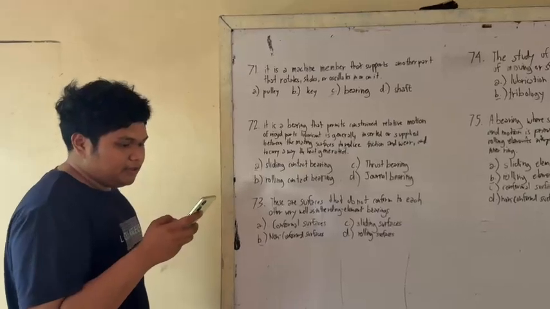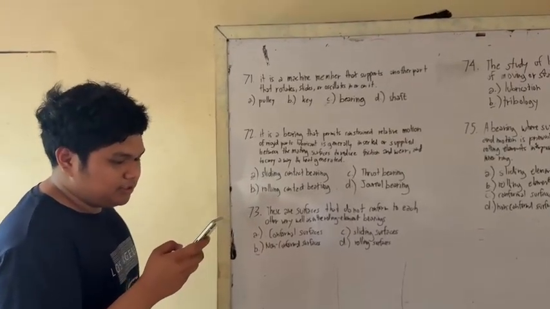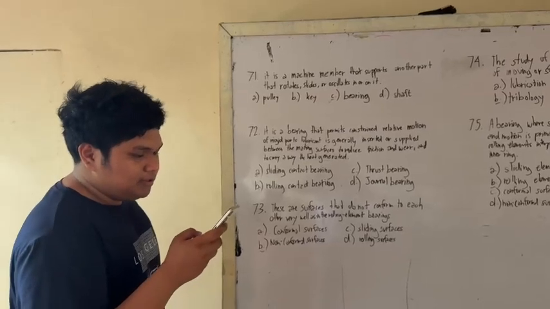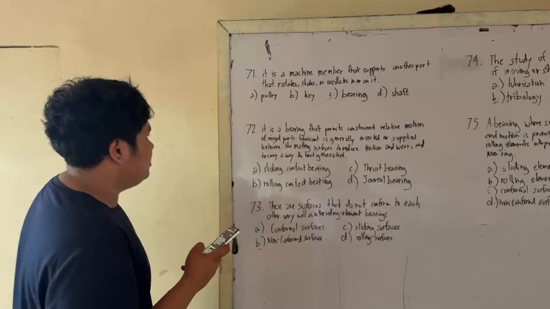A machine element that constrains relative motion to only the desired motion and reduces friction between moving parts. Think of it as a joint of a machine that allows a shaft to rotate or slide smoothly.